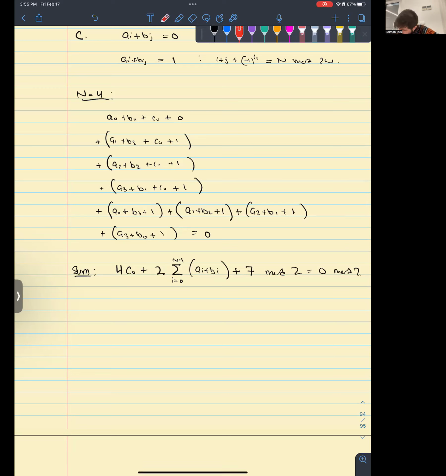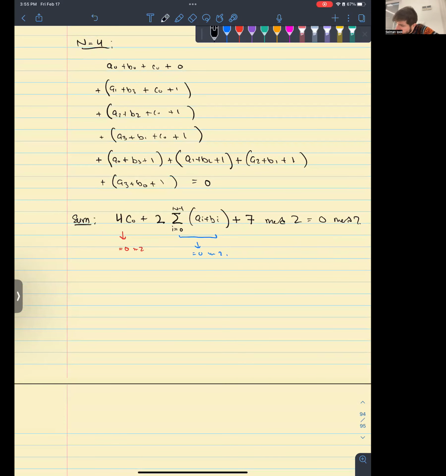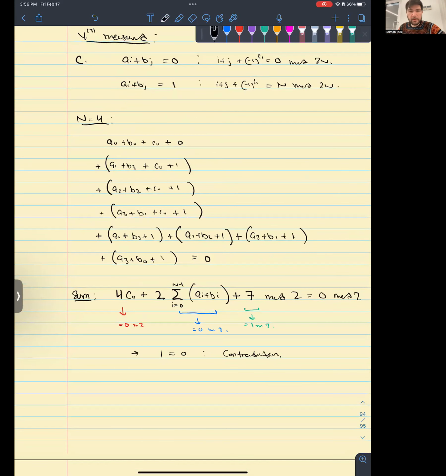We see that in modulo arithmetic, you have an even number times C0. This one is equal to 0 mod 2. Similarly, this is also equal to 0 mod 2. So all that you're left with is 7, which is equal to 1 mod 2. So you have the contradiction: you have 1 equals 0. So there is a contextuality proof. That's one thing that we wanted to establish.